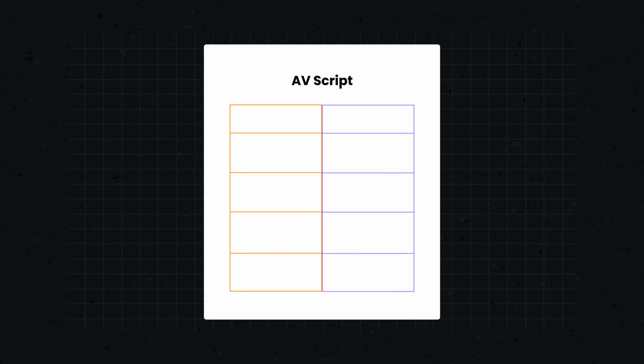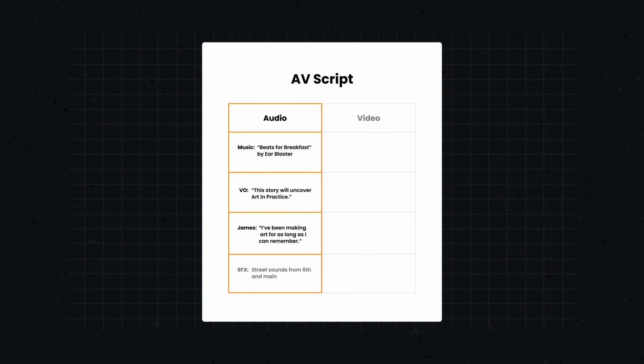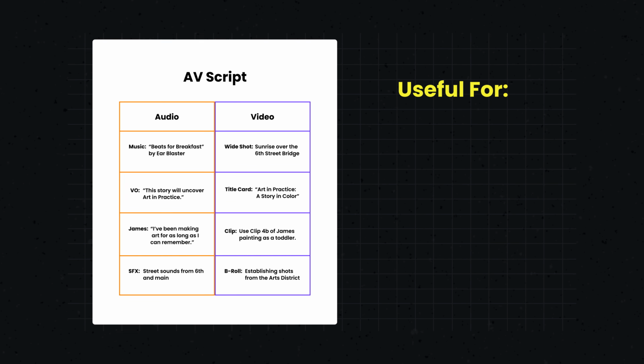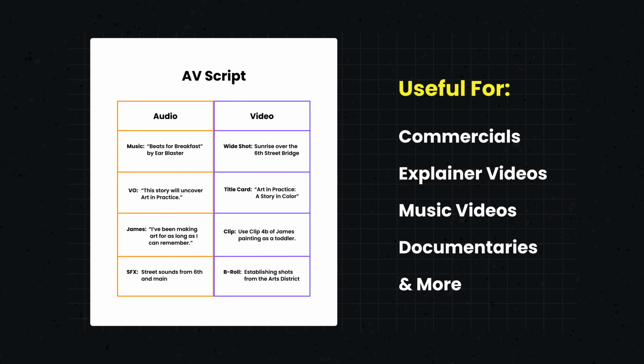It's a format that utilizes a two-column layout, one column for audio and one for video. Audio information will typically include music cues, voiceover, or dialogue, and the video column will have a description of the visual that will accompany it. This approach lends itself to projects like commercials, explainer videos, music videos, documentaries, and more.